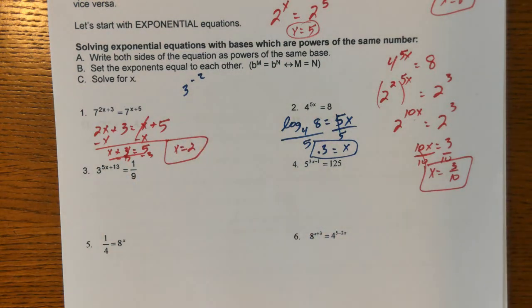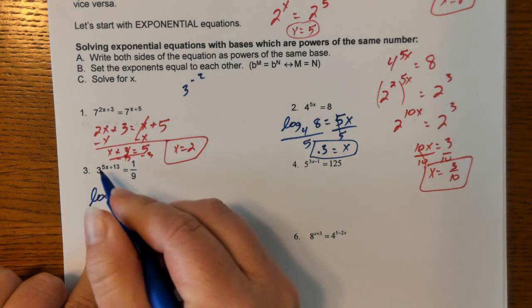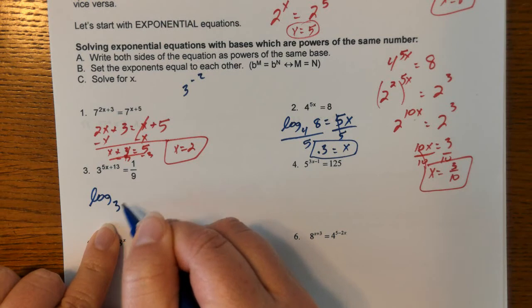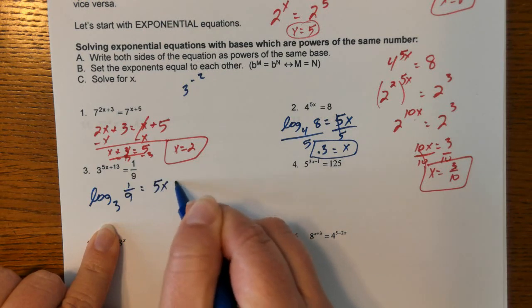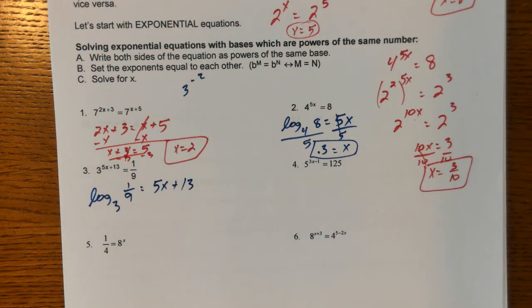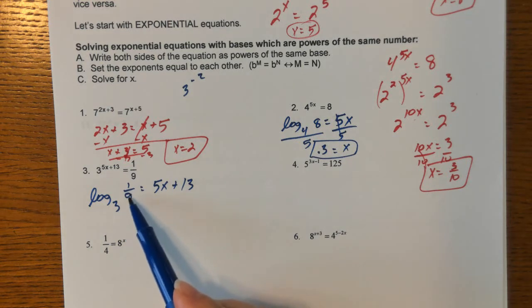My opinion is that it's easier to convert exponentials to logs. So log base 3 of 1/9 equals 5x plus 13. Let's see if log base 3 of 1/9 is a nice, neat, pretty number. It will be. It's going to be -2 because 3 to the -2 will give you the 1/9.